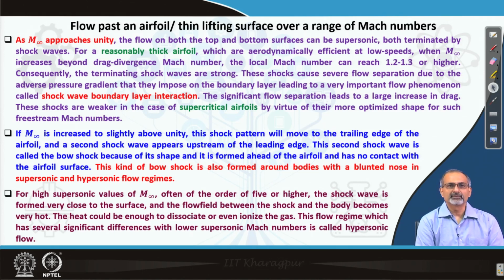more, the shock wave is formed very close to the surface, and the flow field between the shock and the body becomes extremely hot. The heat could be enough to dissociate or even ionize the gas in hypervelocity regimes. This flow regime, which has several significant differences with lower supersonic Mach numbers, is called hypersonic flow. And as I said, when we talk about ionization, we also have to involve hypervelocity flows.